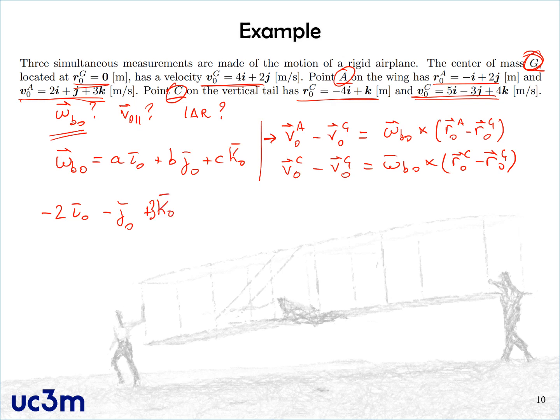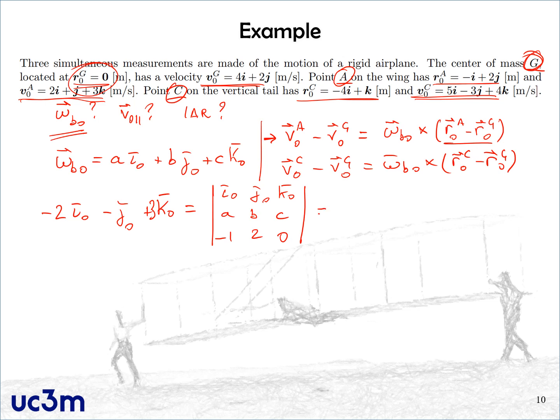Okay. And on the right hand side, I have the cross product, which I can write as a determinant, A, B, C, and the 3 components of the difference of the position between A and G. Since the position of G is 0 at this instant, that makes this difference particularly simple. We just have to write the position of A. So this is minus 1, minus 2, 0.